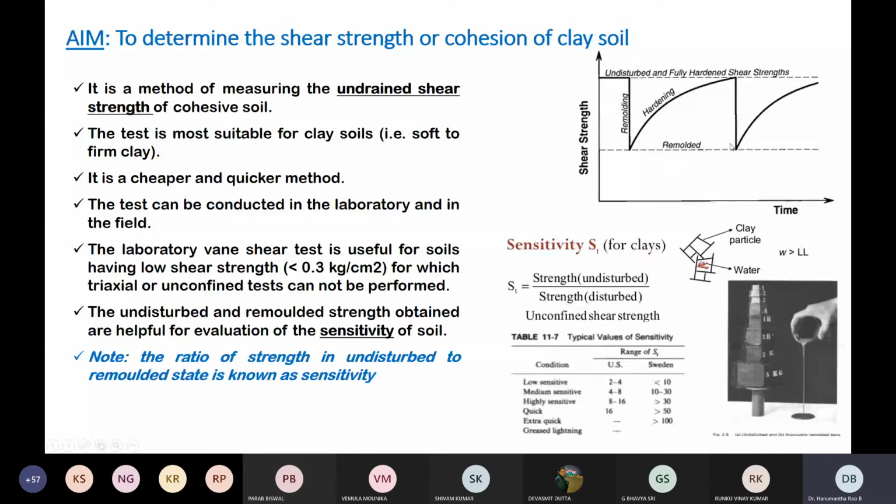Once it is inserted, this is another schematic demonstrating the position of the Vane and the topmost position of the soil sample.